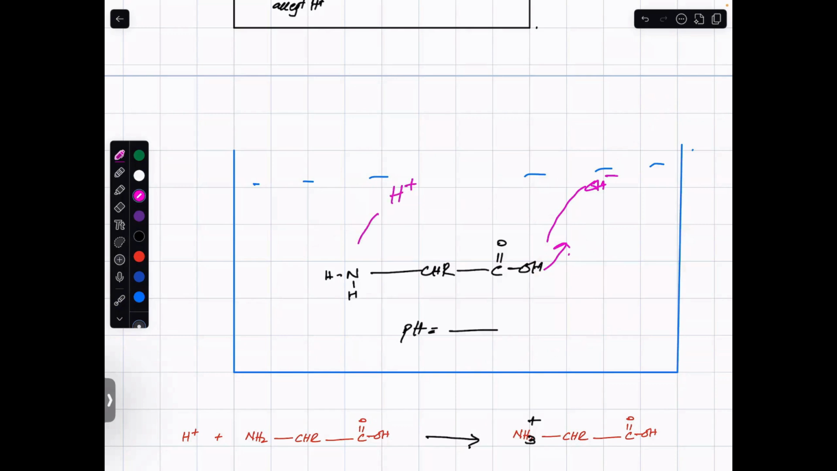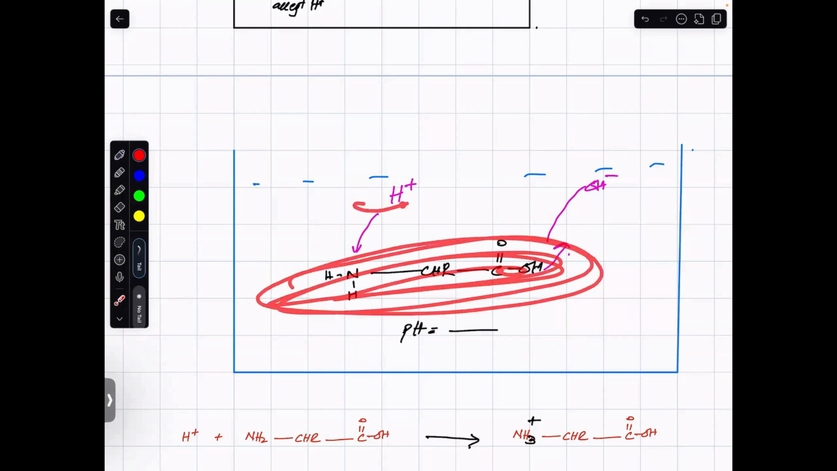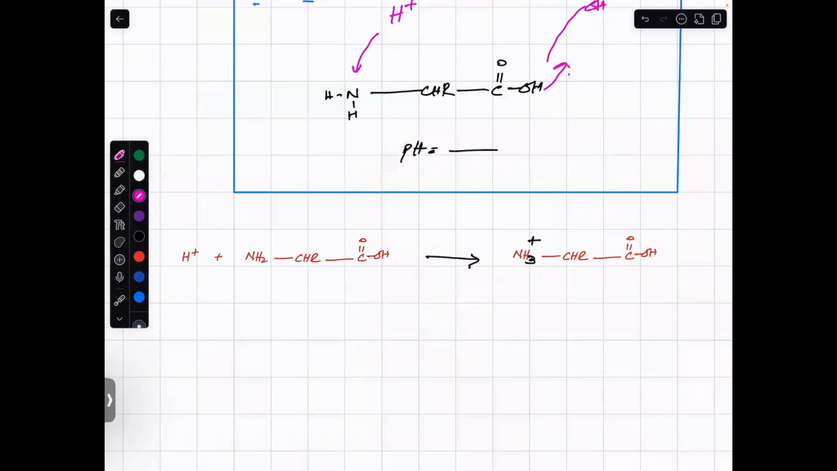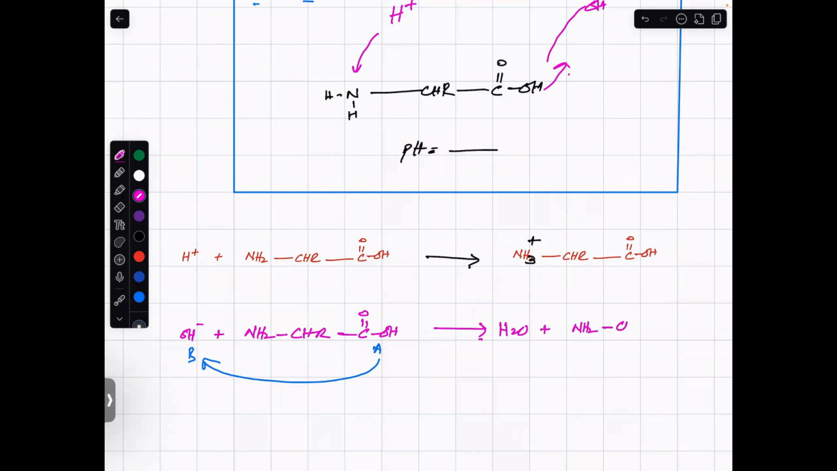H plus is neutralized by this. So the amino acid in the blood will not let the H plus or the OH change the pH of the blood. It remains the same. So how do you write the reaction for OH? CHR. So what will happen? This is base, this is acid, it loses H plus to this. So what is formed? Water plus CO2 negative.